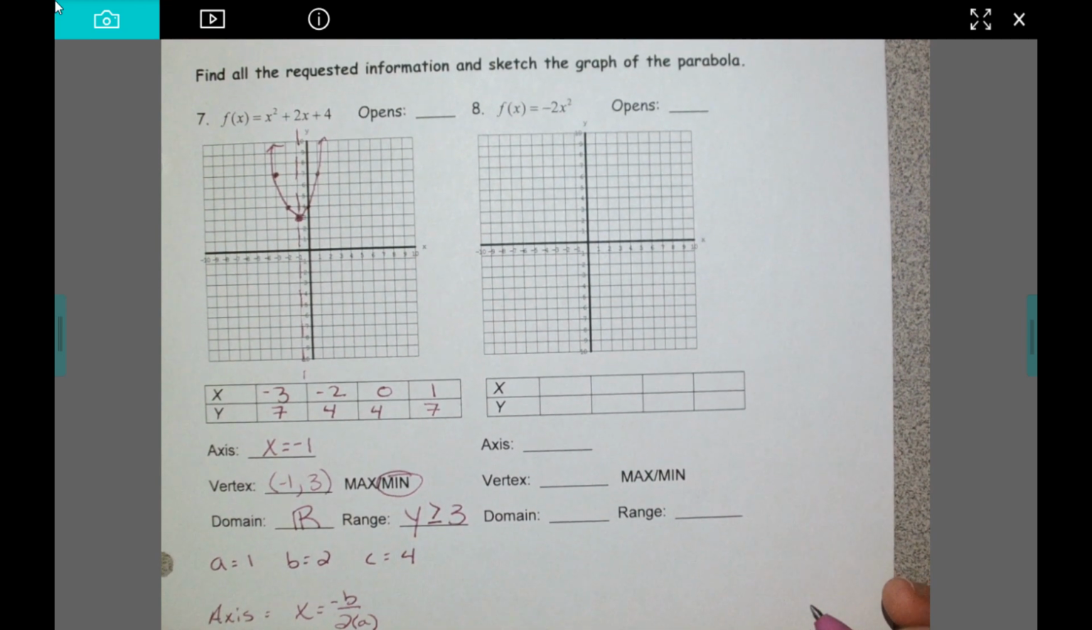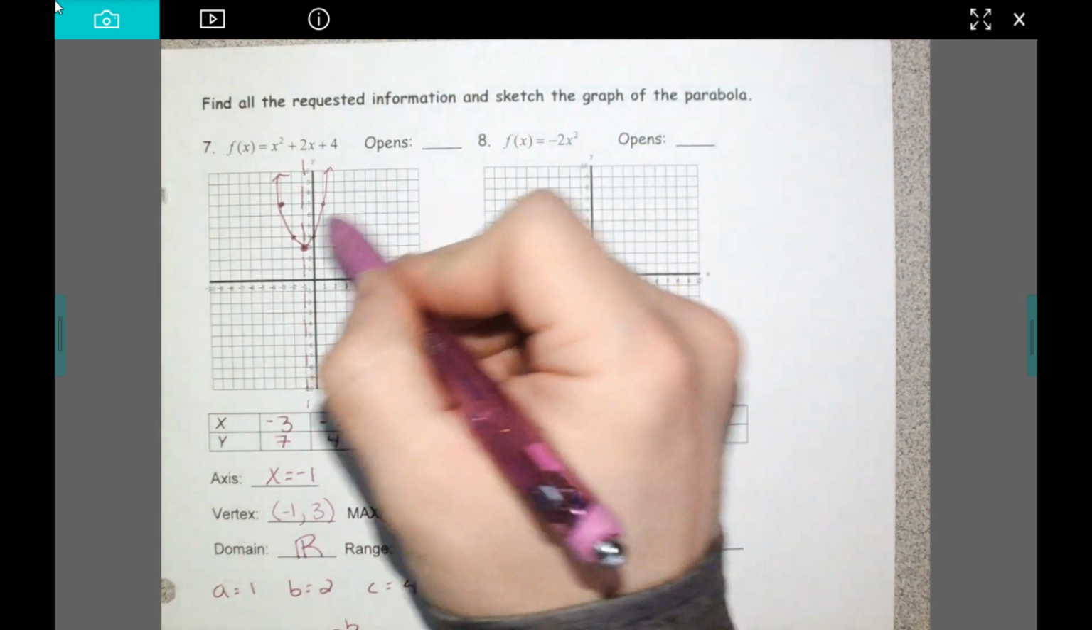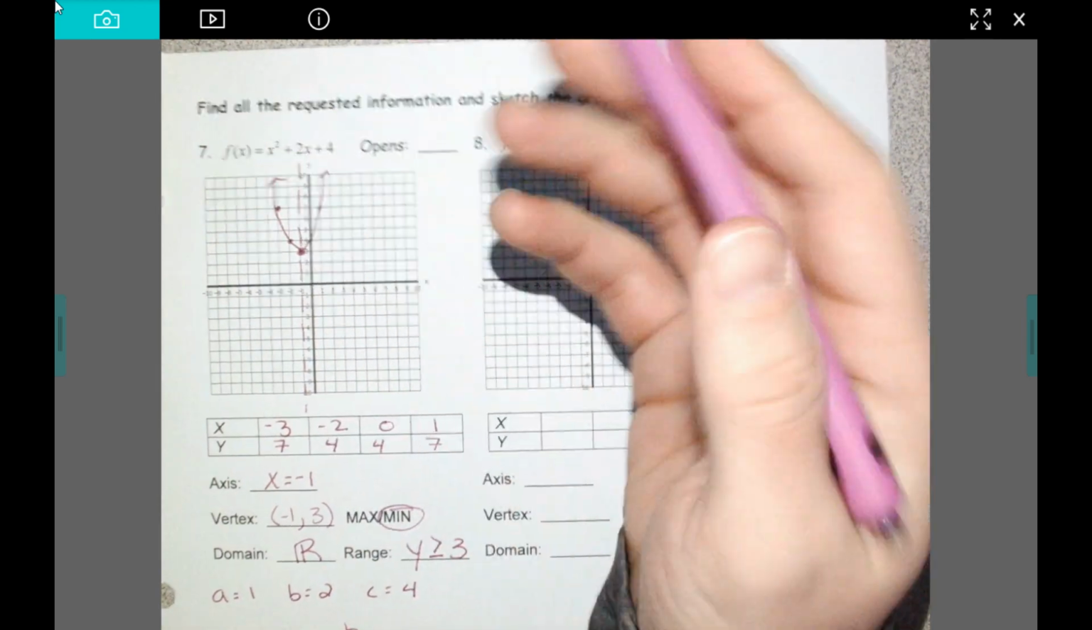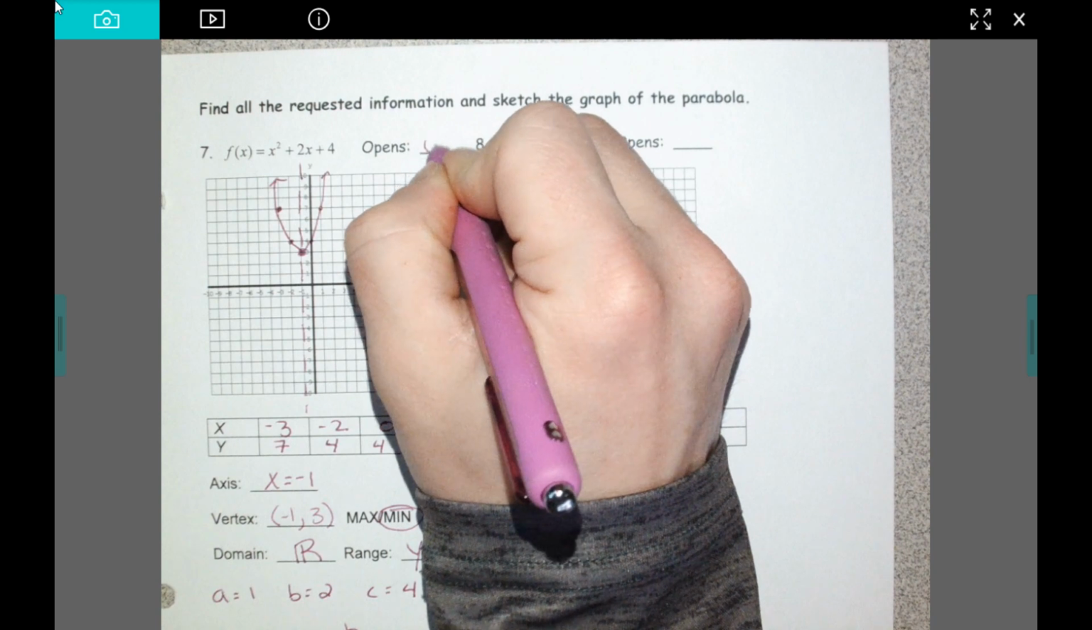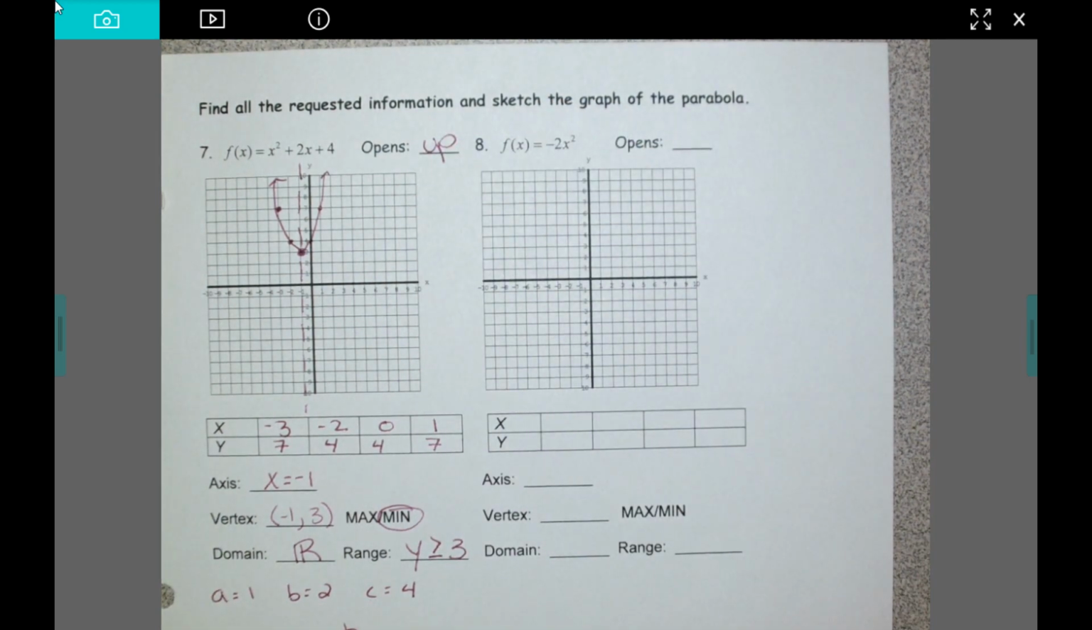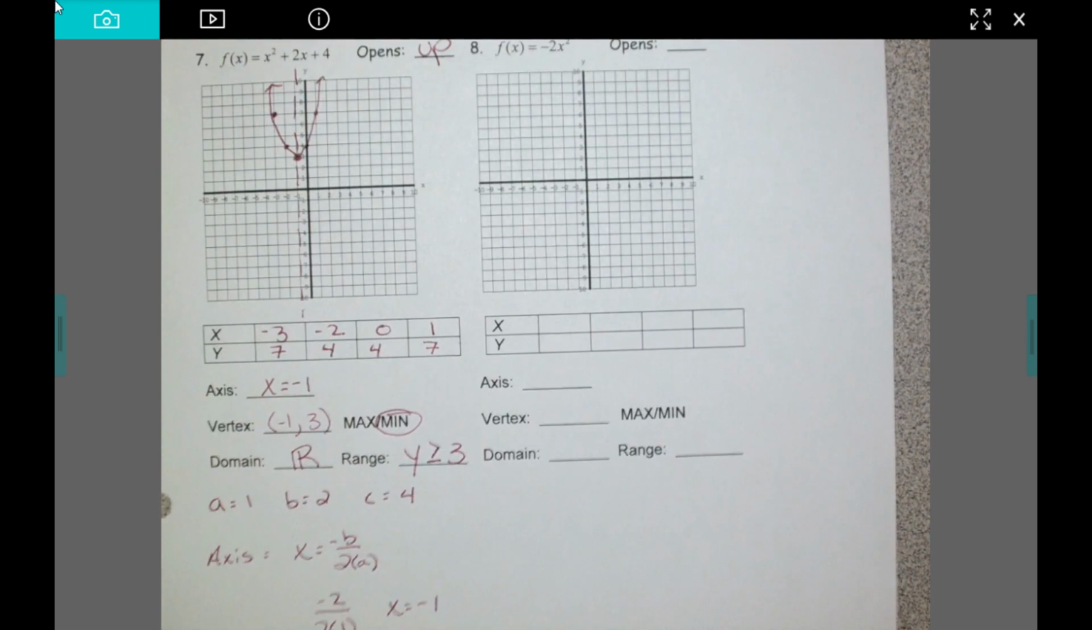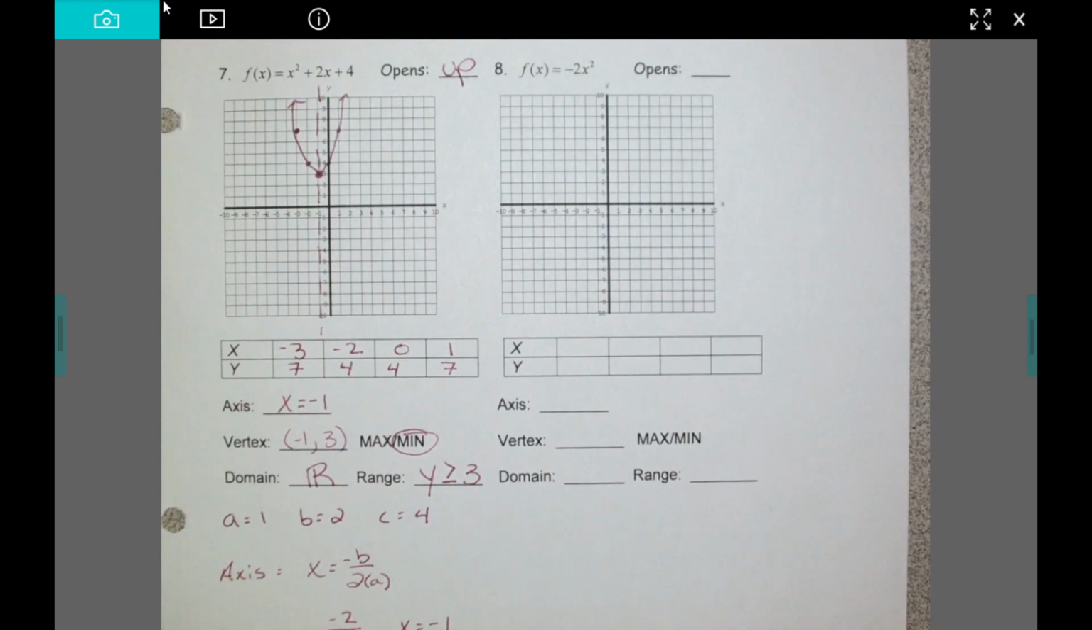Okay, last thing we need here, I forgot to in the beginning, is whether it's going to open up or down. Since it's positive out front, it is going to open up. Okay, so that's just putting everything together that we have learned so far and making a good graph for the quadratic.